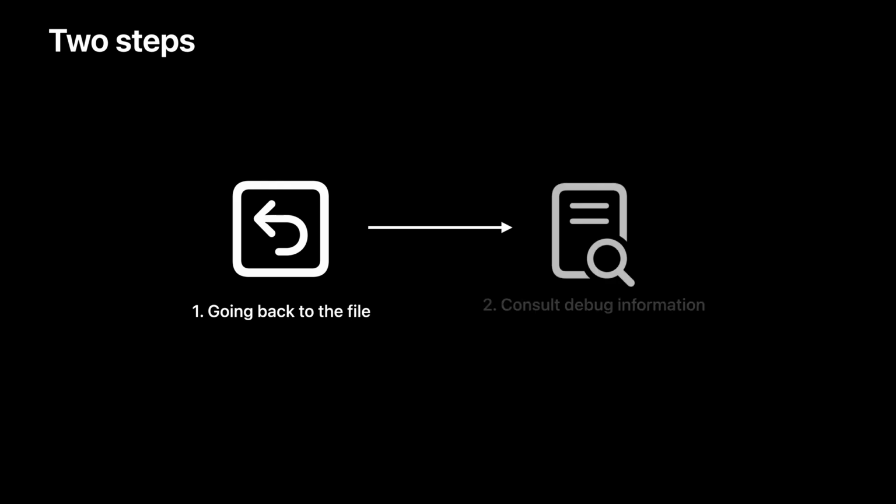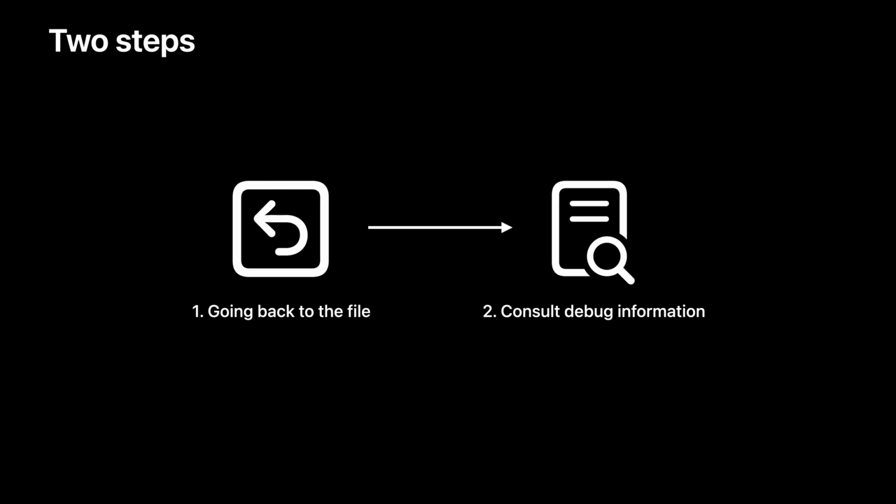To that end, I'd like to introduce the two-step process for symbolication. Step number 1 is going back to the file, and step number 2 is to consult debug information. As we'll see, going back to the file is all about converting or translating runtime memory addresses into a more stable, usable form. This allows us to communicate with our debug information to make a meaningful connection between a raw memory address and the source code. Let's start off by discussing step number 1, going back to the file.